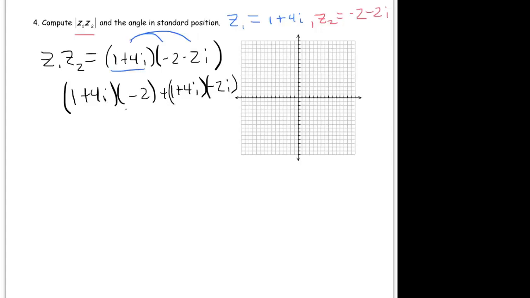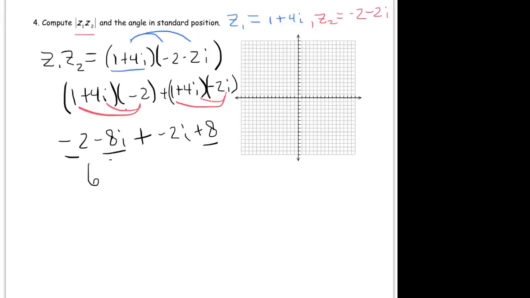And so now I can distribute this to both pieces there to get negative 2 minus 8i, plus, and then I'll distribute the negative 2i to both those pieces to get negative 2i, and then a minus 8. The 4 times negative 2 is a minus 8, and then i squared is a minus 1, so negative 8 and a minus 1 give you a plus 8. And so now we combine our like terms to see that we get 6 minus 10i. There's 6 minus 10i.